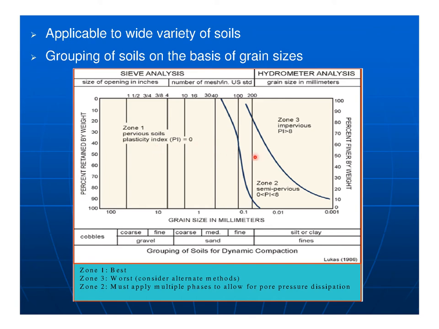This is zone 2, that is semi-pervious, and the plasticity index is from 0 to 6. Plasticity index is greater than 0, but it is less than 6. And here it is greater than 6. So you can see it is mentioned clearly that zone 1 is the best zone, zone 3 is the worst zone, and you can even consider some alternate methods if your soil is falling in this zone. Zone 2, you must apply multiple phases to allow for pore pressure dissipation. So this is the best zone, and then this.